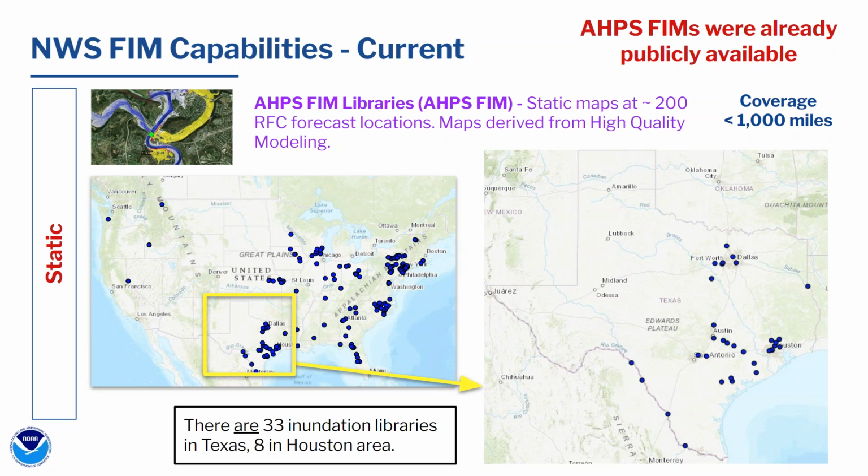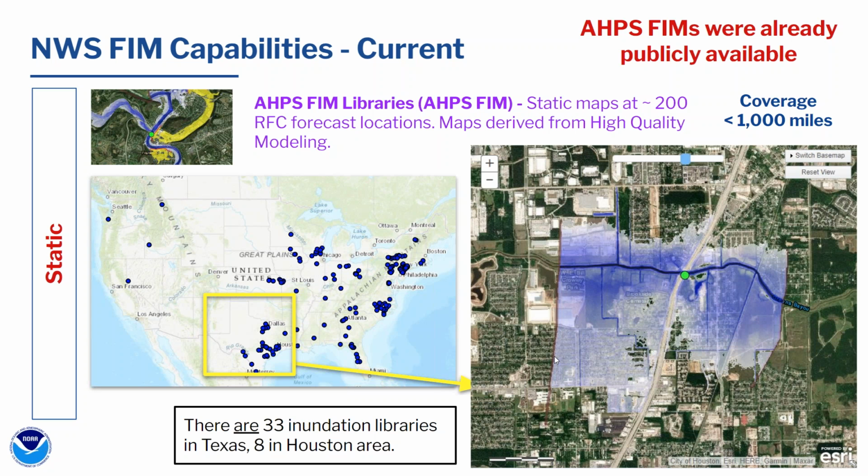They're very good for planning purposes, and they are the best flood inundation map available, okay? But if you look at what we have for Texas, you can see we only have 33 locations with these AHPS maps, these static maps, and only 8 in the Houston area.